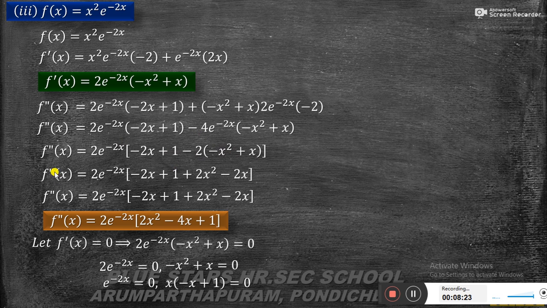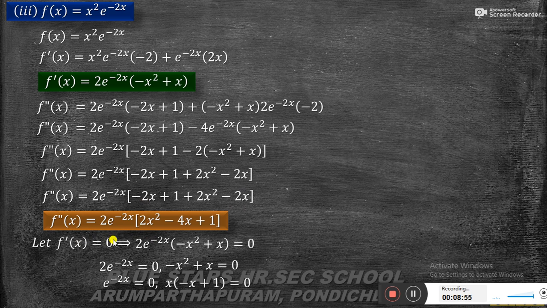So next step, f double dash of x equal to 2 e power minus 2x into minus 2x plus 1, so minus into minus plus 2x square minus, again minus 2 into x, minus 2x. So minus 2x minus 2x, so we add. So 2 e power minus 2x into minus 2x plus 1 plus 2x square minus 2x. Now adding the terms, 2 e power minus 2x into 2x square minus 2x minus 2x minus 4x plus 1. This is the f double dash of x.